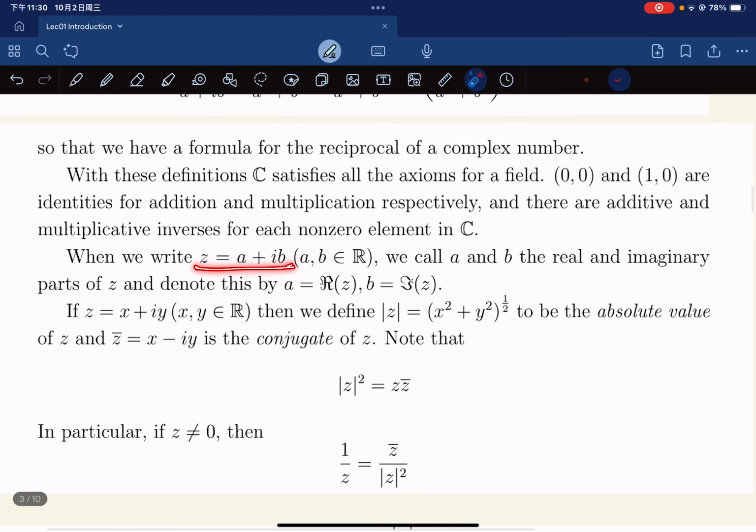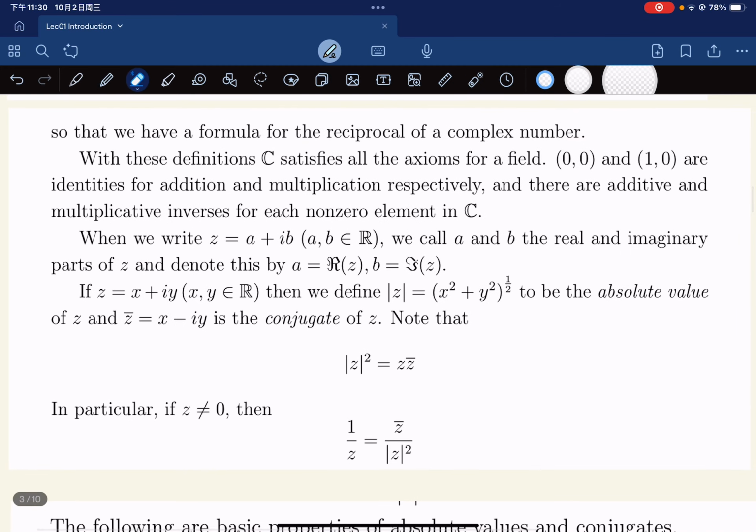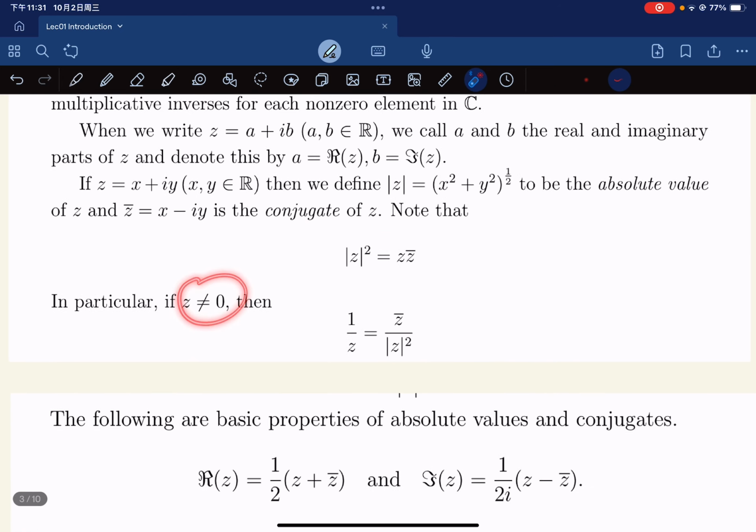So if we write z equals a plus ib, we call a and b the real and imaginary parts of z, and we denote them by this symbol. So a is equal to Re z, and b is equal to Im z. This is like a fancy looking I, okay? And if z is equal to x plus iy, we define the absolute value of z, or the norm of z, to be the square root of x squared plus y squared. And we define z bar as x minus iy to be the conjugate. So that we have this formula, and in particular, if z is non-zero, we have this formula.